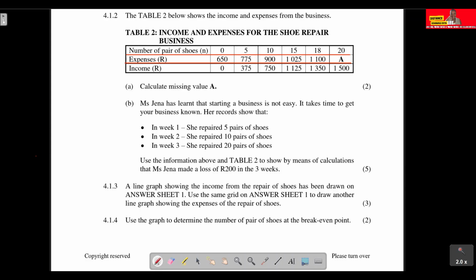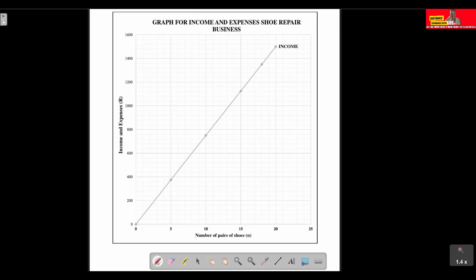Okay, so that is exactly what we're going to do. So let us see what is given to us there. Okay, so this is the graph that is given to us, right? And this graph is a graph for the income and expenses for the shoe repair business.